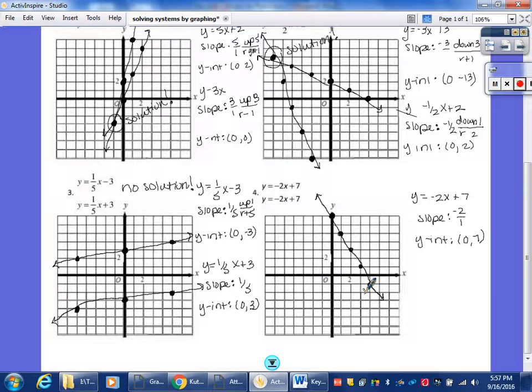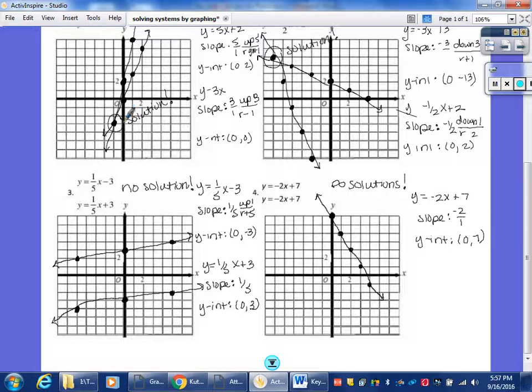And what does that mean? Well, the last system had no solution because the lines never crossed. But in this system, the lines lie one right on top of the other. And what that means is that we have an infinite number of solutions. And so systems that have infinite solutions look like this. They're just one line. All right, kids.